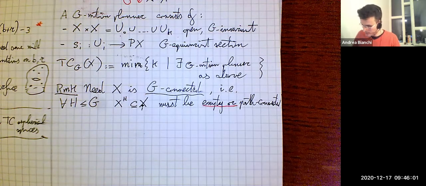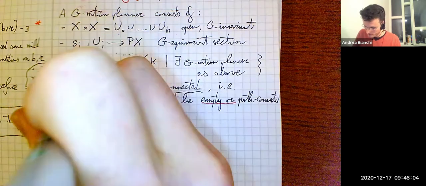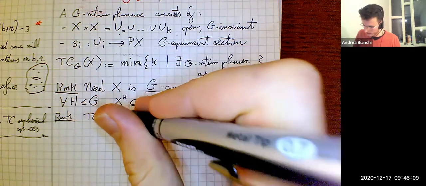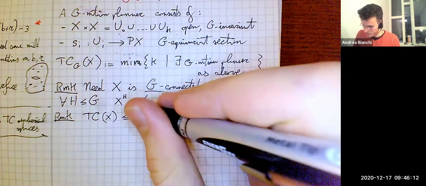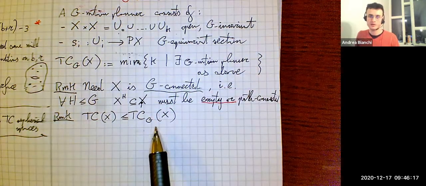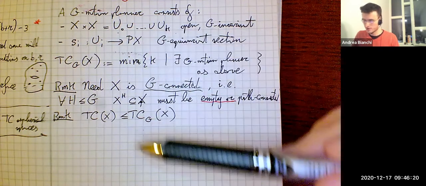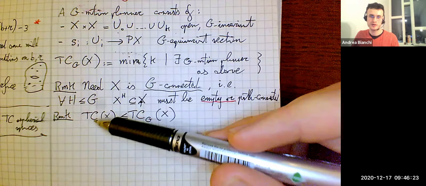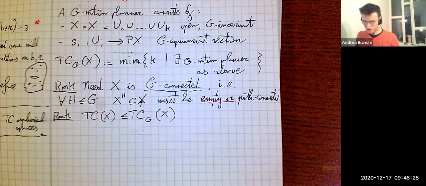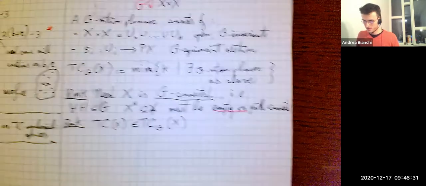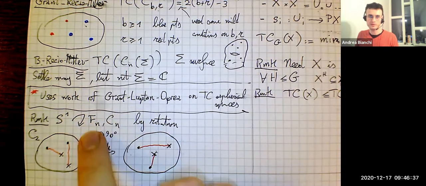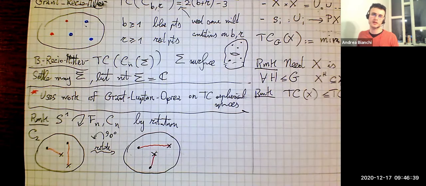And the other remark that I want to make is that the topological complexity of a space with a G action is bounded above by the equivariant one. This should be clear. If you have a motion planner which is also G equivariant, in particular you have a motion planner. Okay, so we introduced this definition because we would like to study the topological complexity of these two spaces in the equivariant setting.